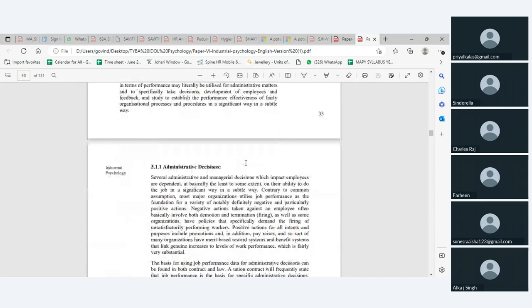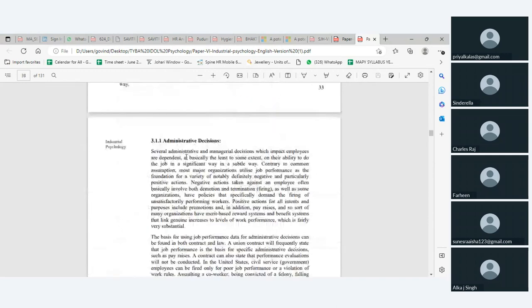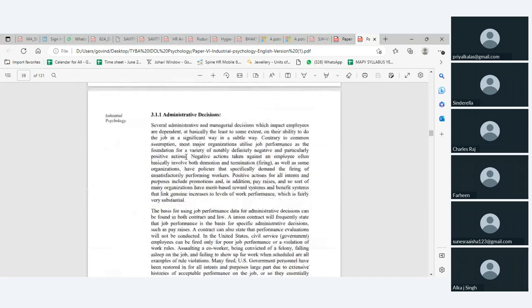So why do we appraise employees? First is for administrative decisions. Several administrative and managerial decisions we have to take. For example, TCS or Infosys or Wipro decided that they will ask around 8,000 people to leave the job. Why? Because if they wait for the whole year and the employee becomes non-performing, they become a cost. So to take such administrative decisions, it is important to have performance appraisal.